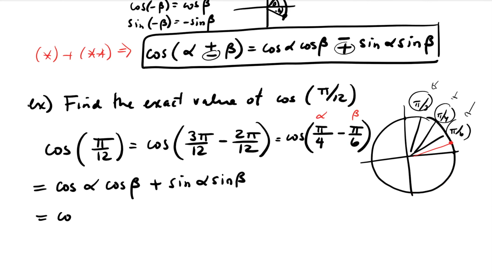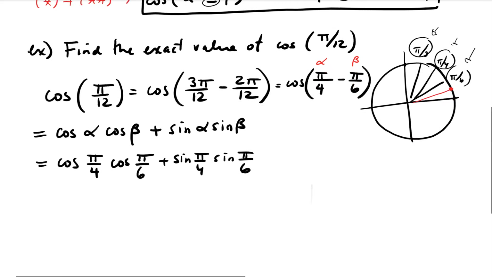And then I'm going to replace my alpha and my beta by what they are. This is actually what you could do immediately once you get comfortable with using the formula. So the advantage here is that I will know what the cosines and sines of all these angles are equal to. And this way I'm going to be able to get the exact value of the cosine at pi over 12.